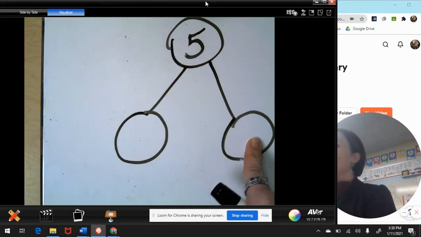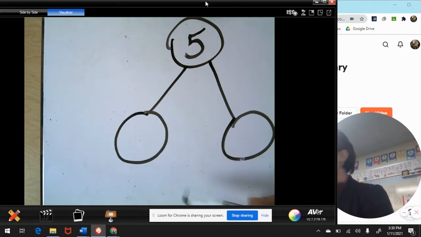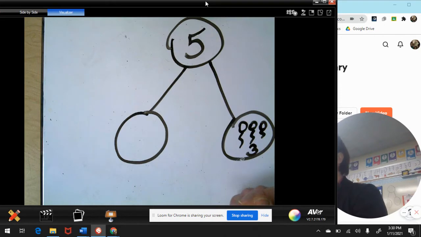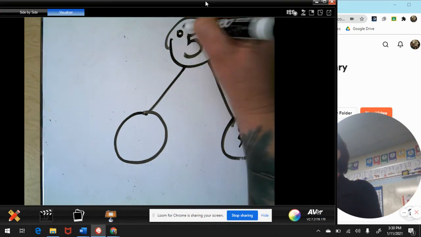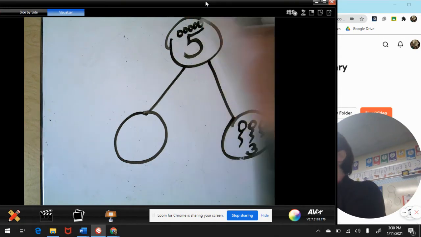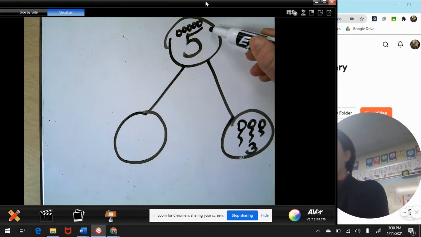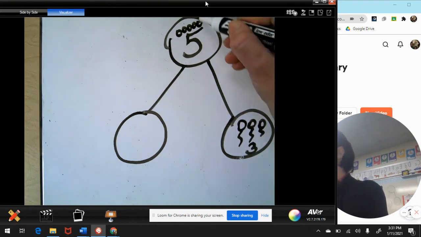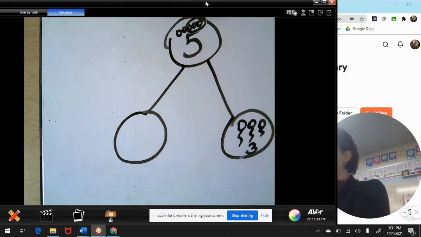So I am going to tell a story. There are 5 balloons altogether. 3 of my balloons are red. How many of my balloons are blue? So the easiest way for us to do this is to draw pictures. So that's what we're going to do on the first one. So 1, 2, 3, 4, 5. I have 5 balloons total, and 3 balloons are red.